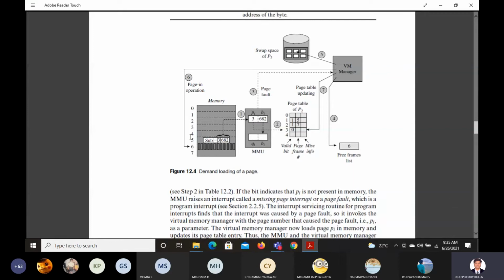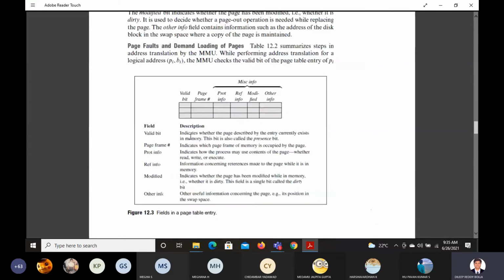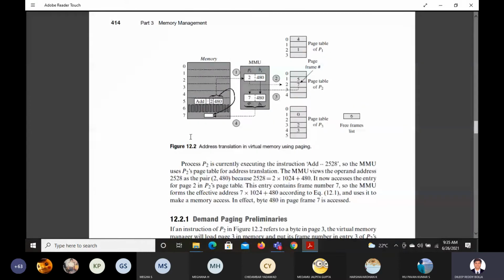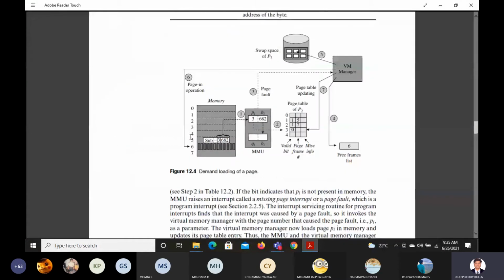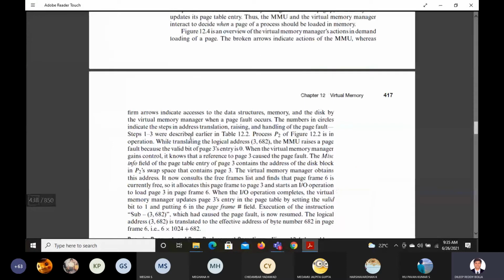I'm just narrating to create interest with some stories. But if you read this concept, these two are very good concepts. Try to learn these two concepts whenever you're free: address translation, and also demand loading of a page. So these two are very interesting concepts.